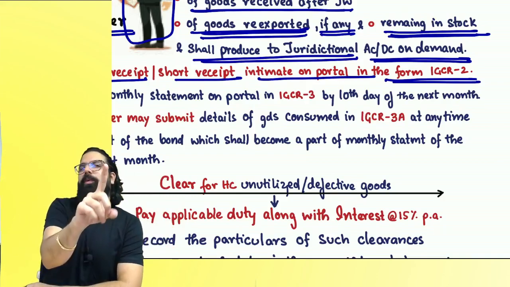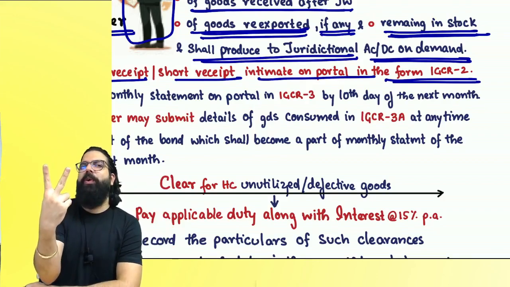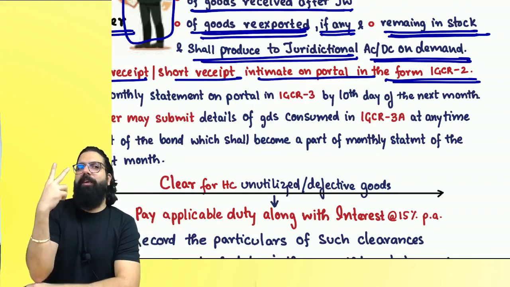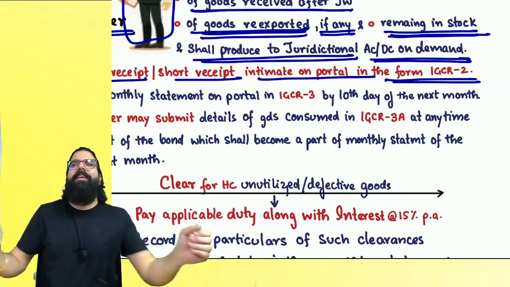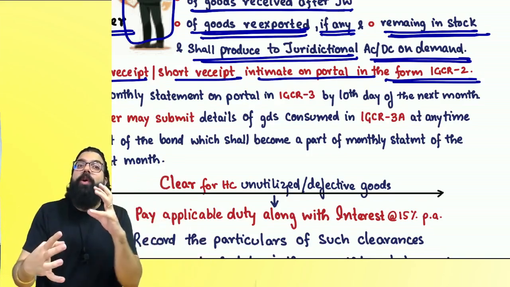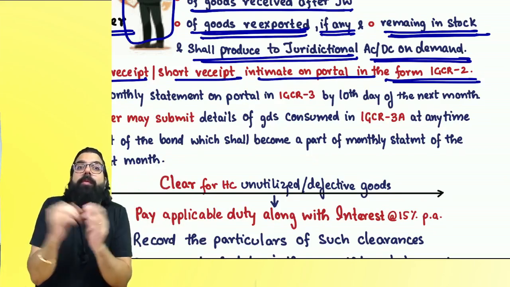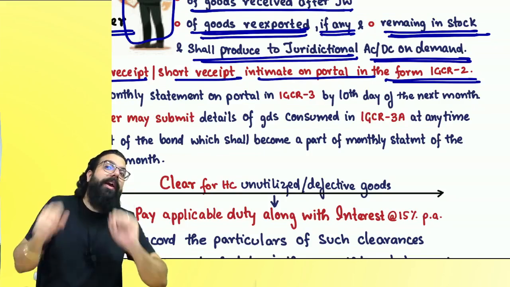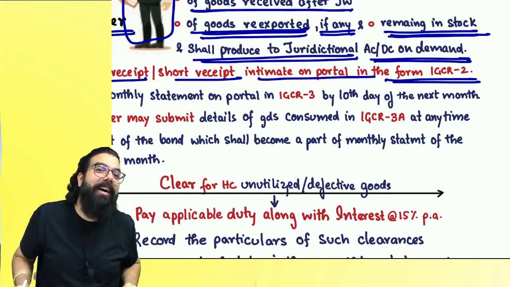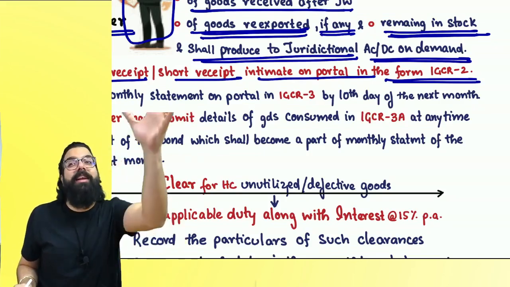So IGCR 1 is one-time information. IGCR 2 is non-receipt of goods. Are we clear? Now what will you do? Now comes IGCR 3. Every month, this much goods I have sent for job work, this much I have transferred inter-unit. Whatever you do, you have to inform in IGCR 3, which is your monthly report.